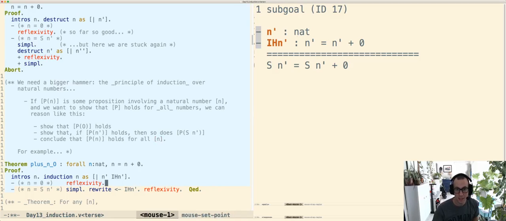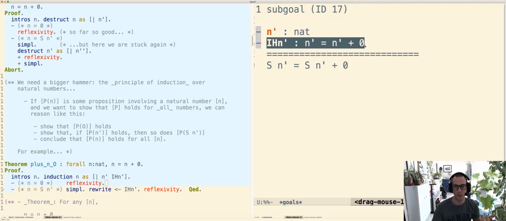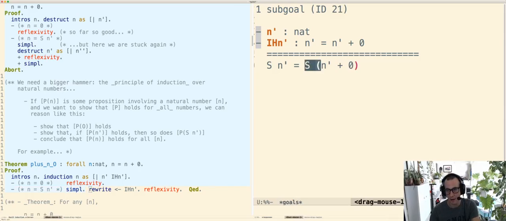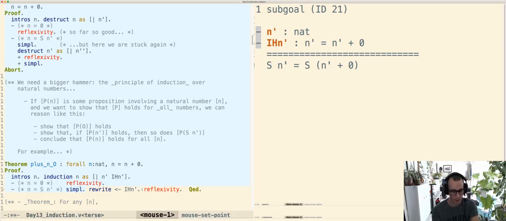Okay, this is going to be the thing that gets us out of our destructive loop, right? Why? Well, let's simplify. That says, okay, great, that'll pull the successor out, because that's what plus does, is it pulls successor off of its first thing. But now look, this n prime plus 0, we can use the IH to rewrite from n prime plus 0 into n prime. Check it out. Booyah.